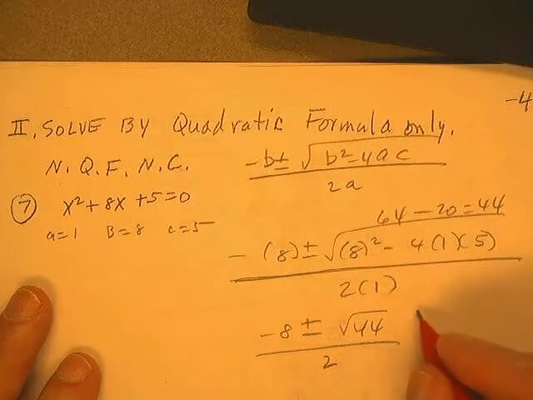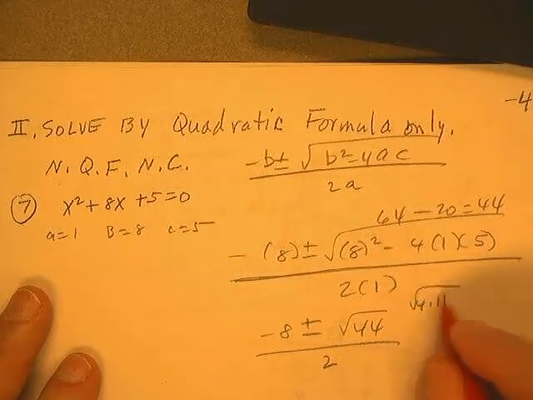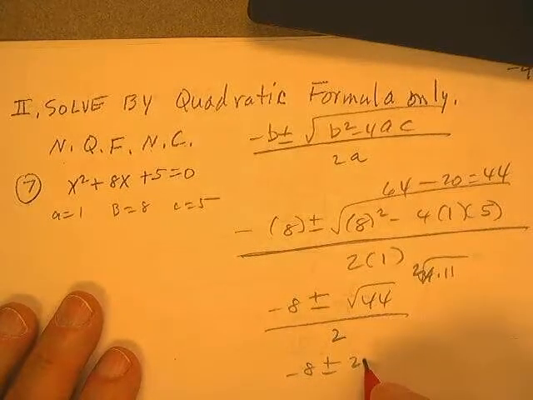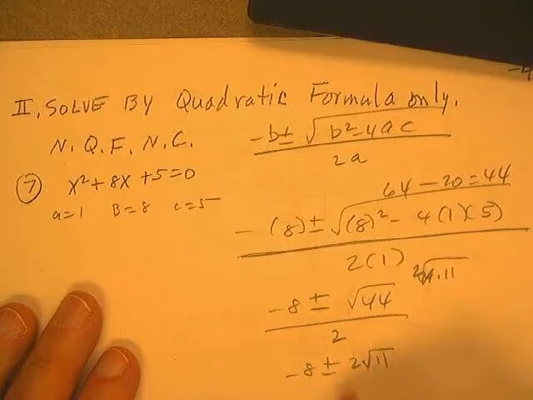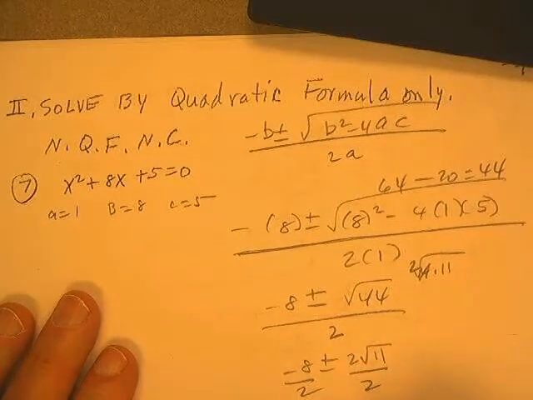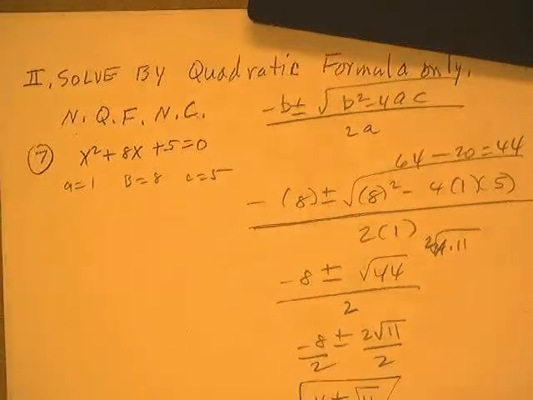Of course, 44 is 4 times 11, and the square root of 4 is 2. So this is really like this. The whole thing over 2. So write giant fractions, separate fractions, negative 4 plus or minus root 11. That's a good answer on that one.